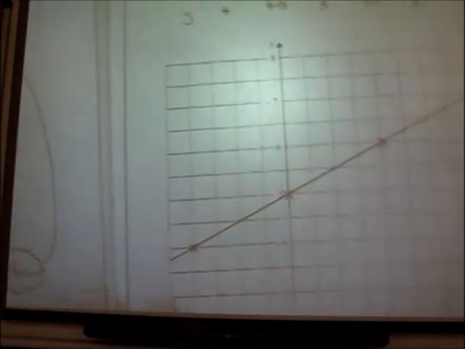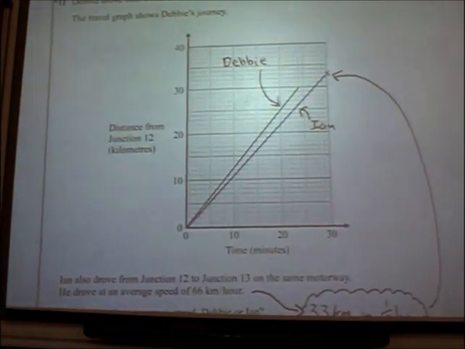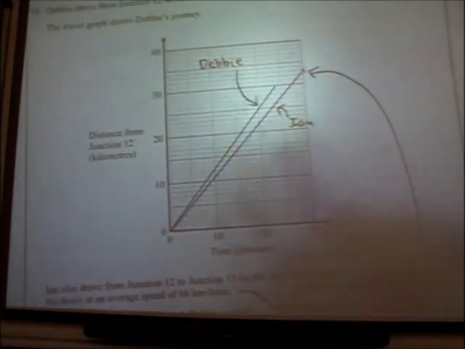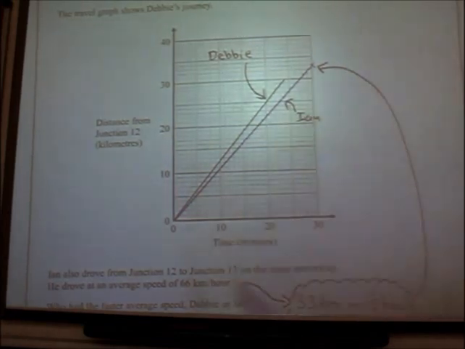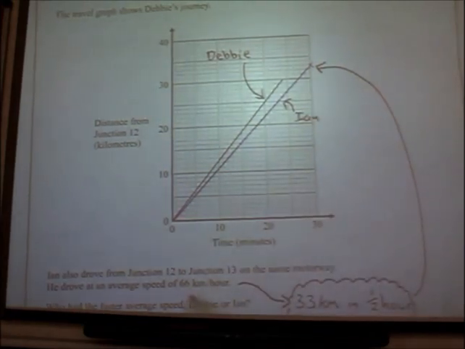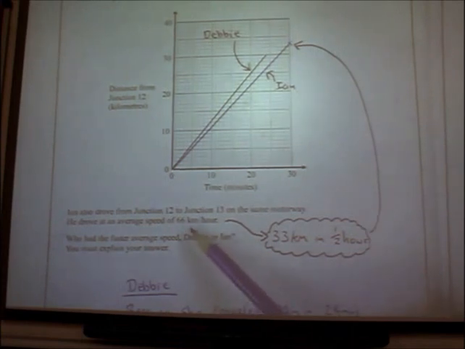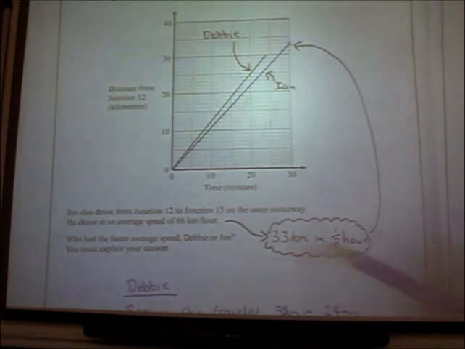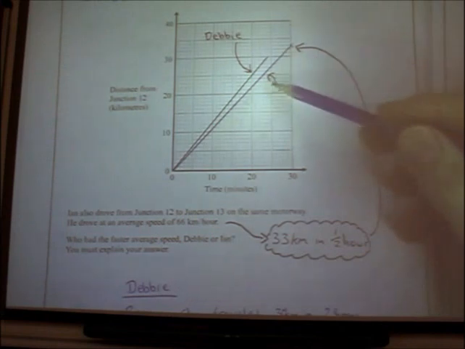Question 11, next one. Distance time graph, here we go. Debbie drove a couple of junctions on a motorway, and there's a graph of her journey. So Debbie's line is drawn for you. Ian drove the similar distance, and he's got an average of 66 kilometers an hour. Now, because this doesn't go up to a whole hour, it only goes up to half an hour, if he can drive 66 kilometers in 1 hour, in half an hour, which is 30 minutes, he can drive 33 kilometers. So in half an hour, I've marked off 33 kilometers for Ian. I've drawn his line and shown it.